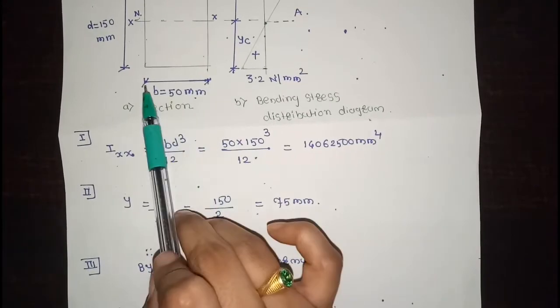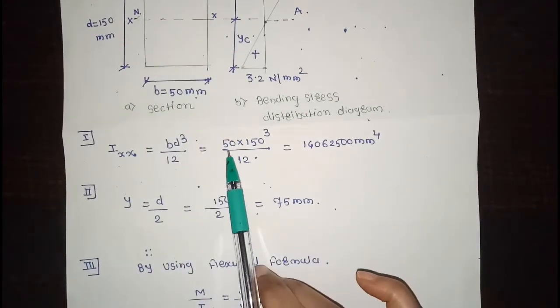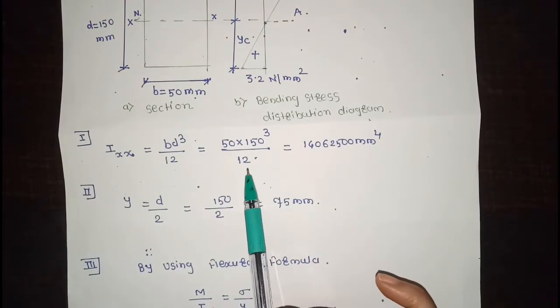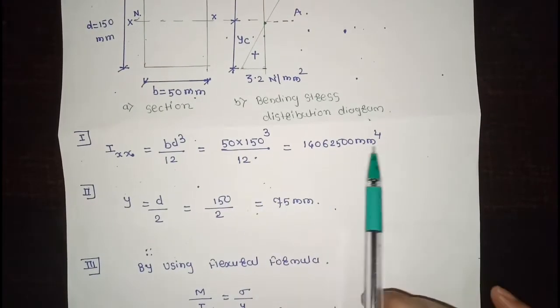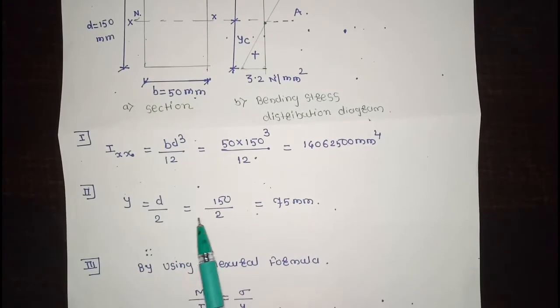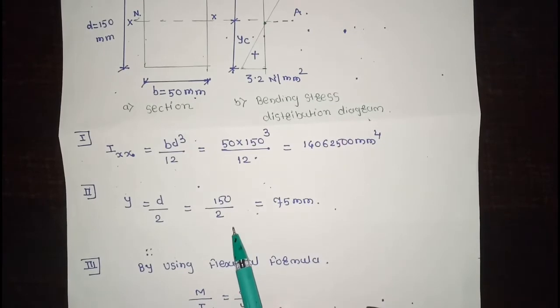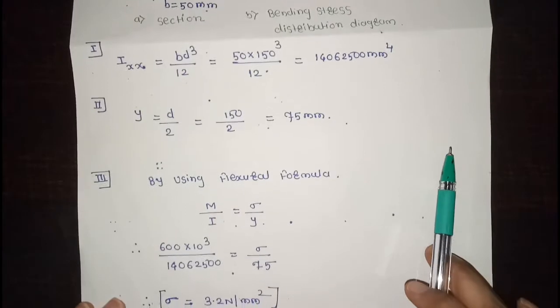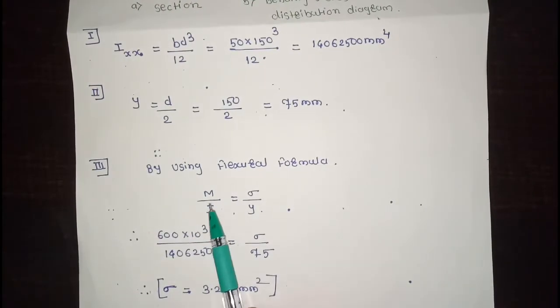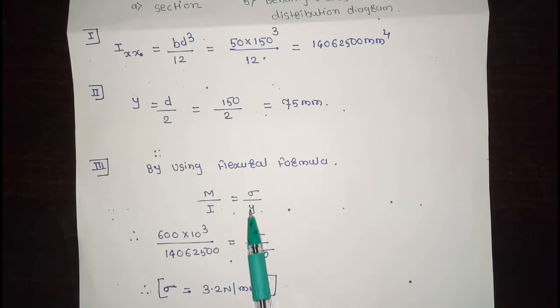So what is the value of B? B is 50 into 150. This is 150 D cube divided by 12. Then we get this answer. Then next step, Y is equal to D by 2 is equal to 150 divided by 2 is equal to 75 mm. Then last step, by using flexural formula, M by I is equal to sigma by y.